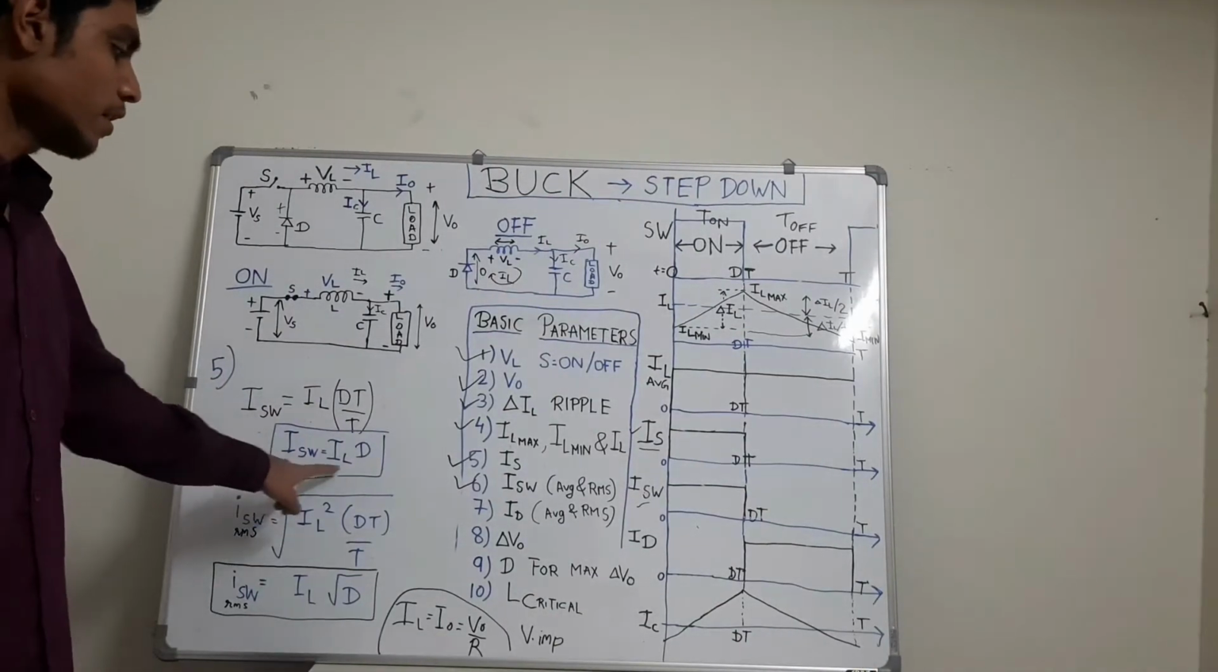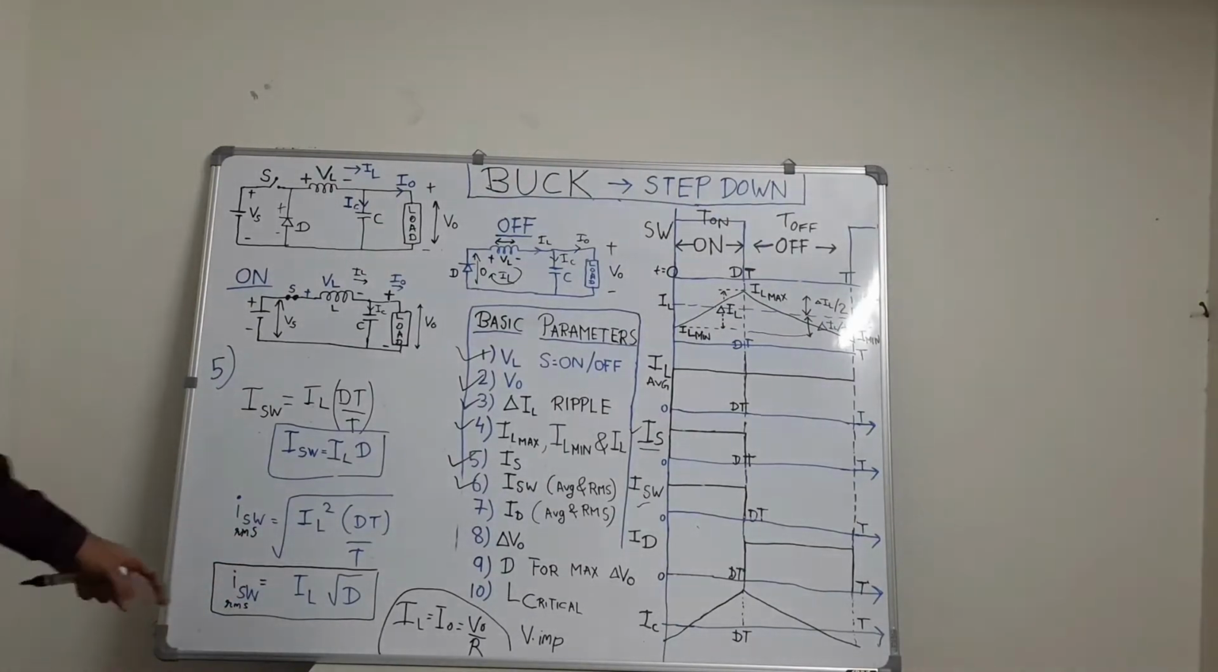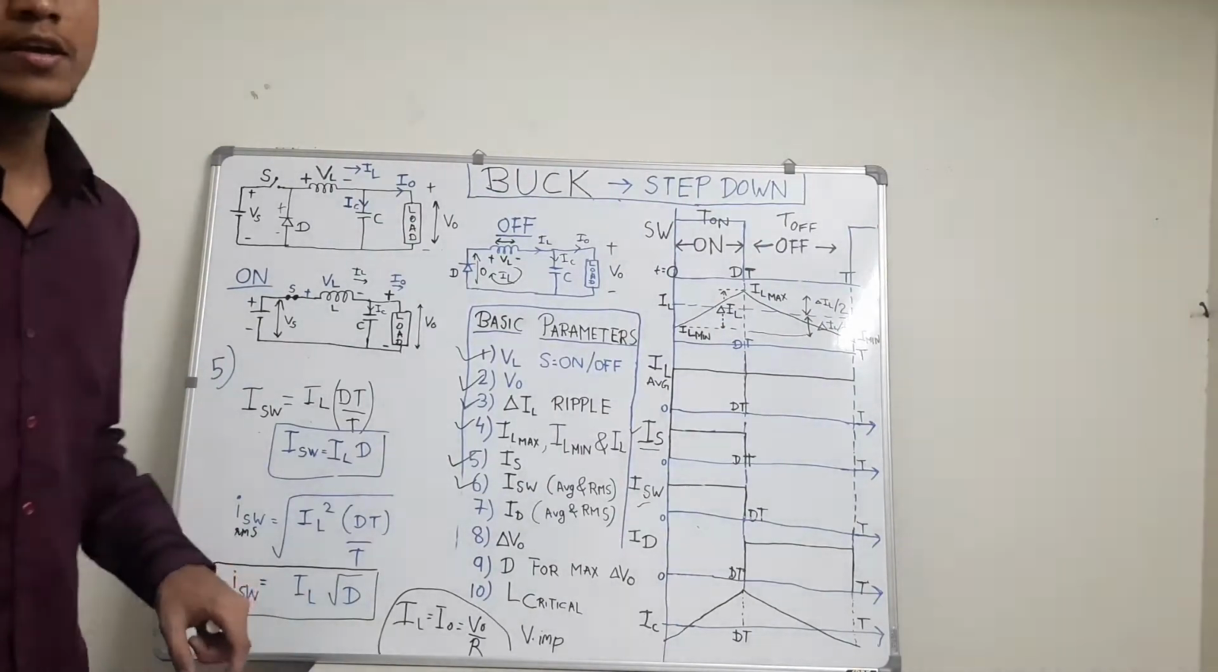Average value of switch current will be IL into D, and the RMS value of the switch current will be equal to IL into root D.